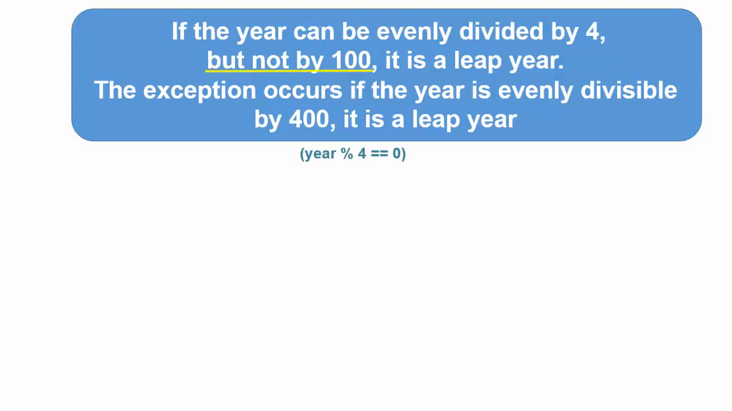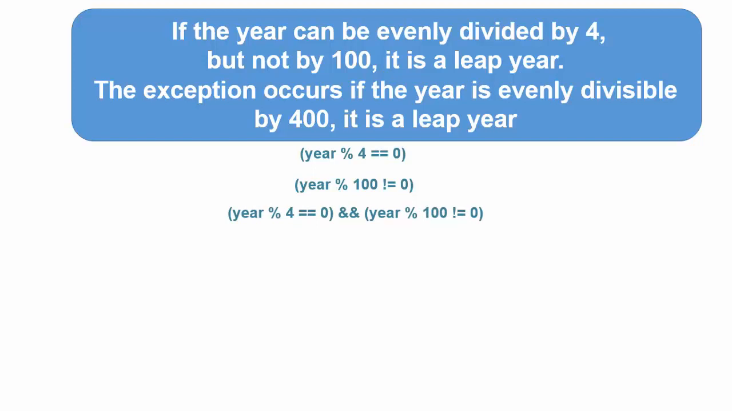Second, the statement "but not by 100" is actually saying that the year is not evenly divided by 100. Again, the modulo operator is designed for this type of operation, so you can write the expression like this. Taken together, if both of these expressions are true, the year is a leap year. Therefore, you can write the two expressions like this.